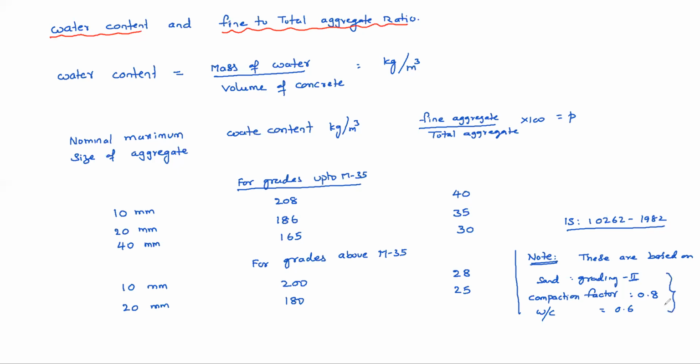Suppose you are using other than these values, suppose you are using grade 3 or grade 4. Compaction factor may be 0.9 or 0.7. Water cement ratio may be 0.5 or 0.61. So you can modify, some corrections must be applied. One more thing here, durability also we need to take care of.